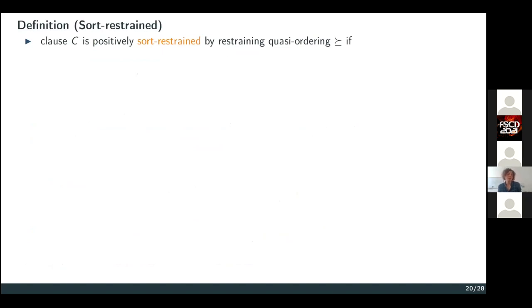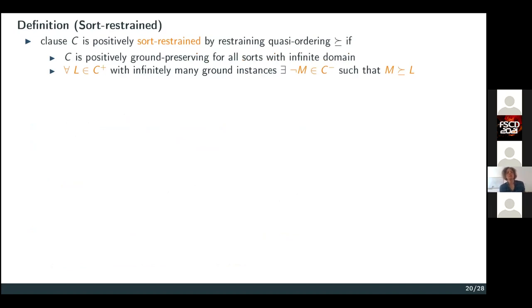And now we can define sort restrainedness using this idea of ground preservingness with respect to a sort. So a clause C is positively sort restrained by a restraining quasi-ordering if, again, two conditions are satisfied. First of all, the clause is positively ground preserving, but now only for sorts that have infinite domain. And secondly, we reuse this orientation condition that we had for restrainedness. So for all positive literals, there exists a negative literal such that the atom of the negative is greater or equal than the atom of the positive literal. But now we restrict this condition to literals that have infinitely many ground instances.